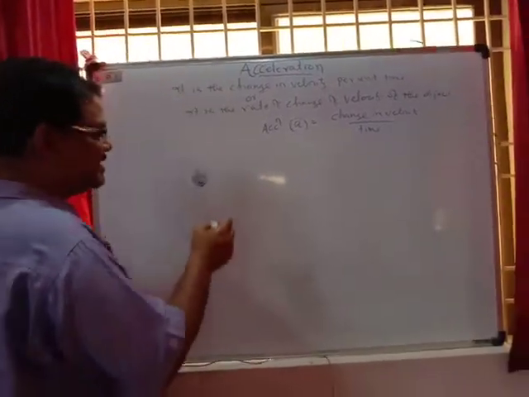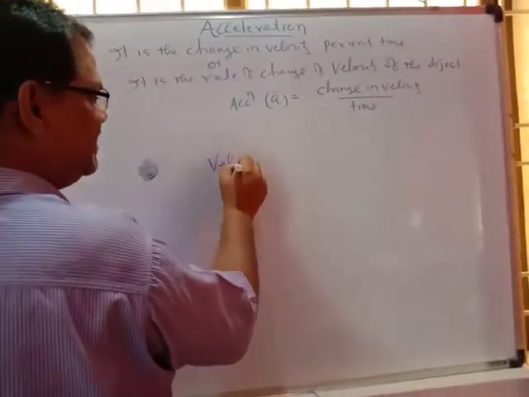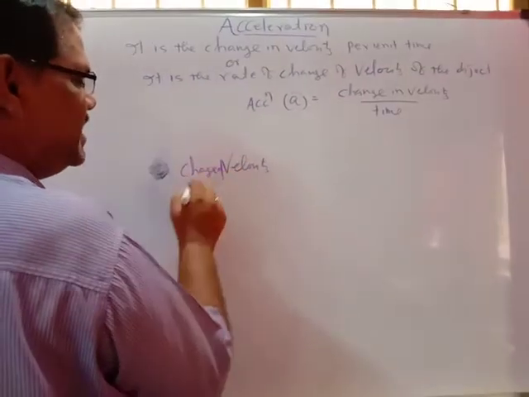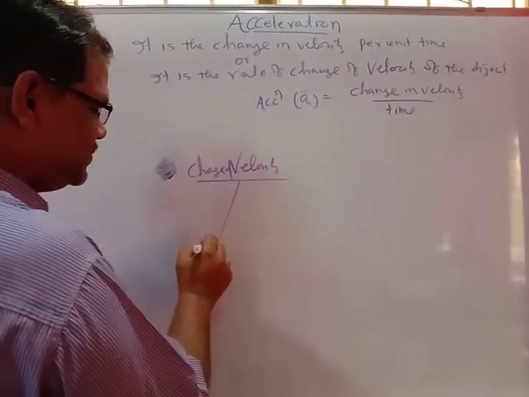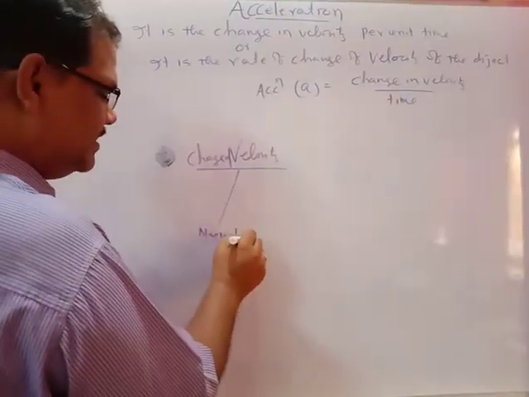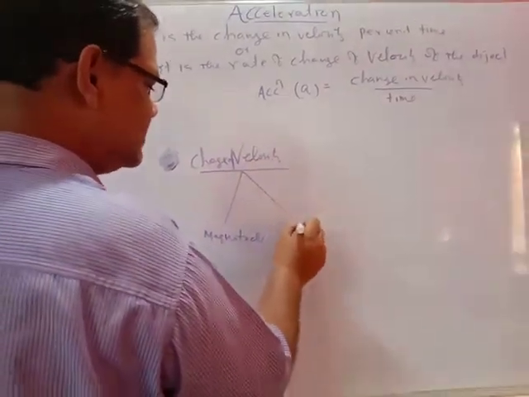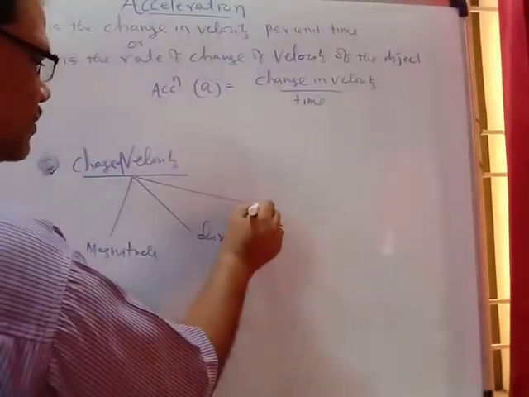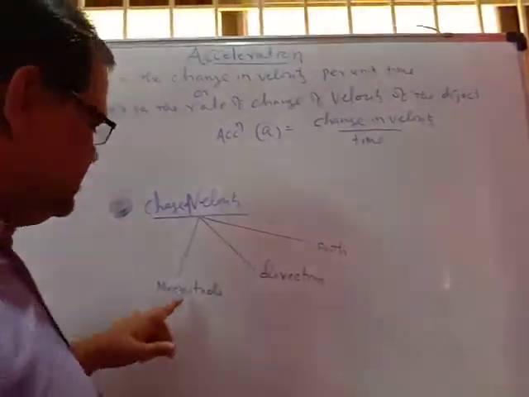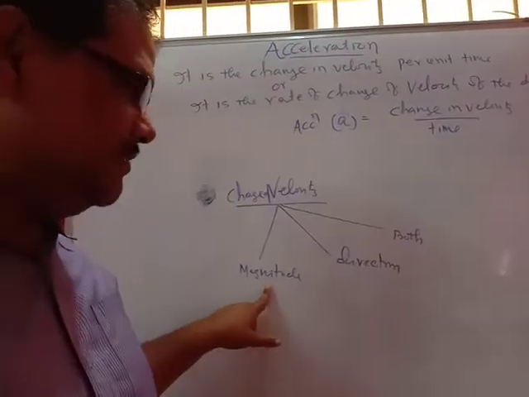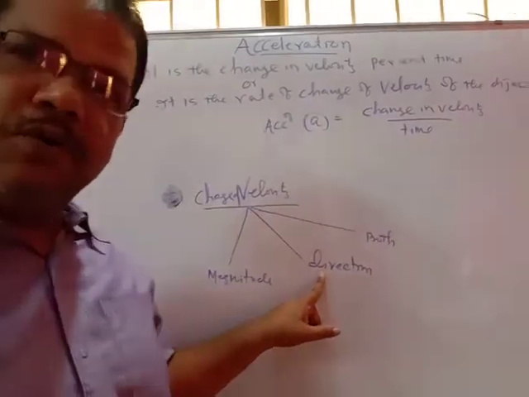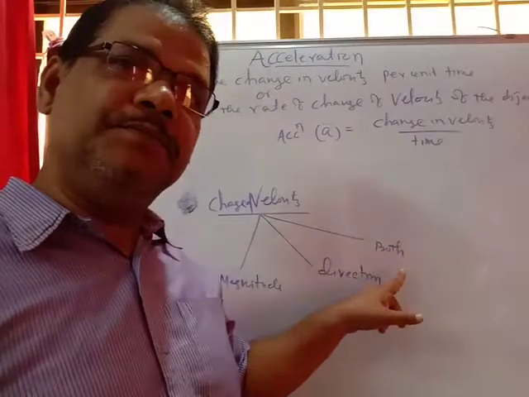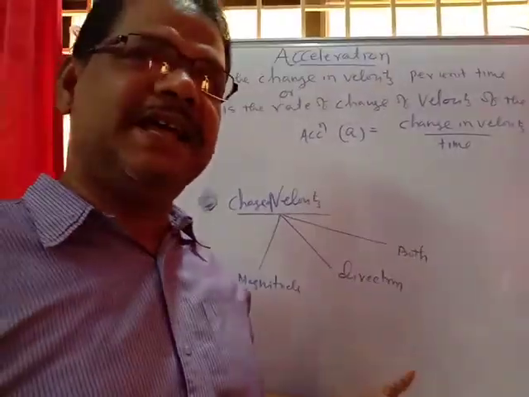How will the velocity be changed? Suppose velocity is changed, how is it possible? Changed velocity means either it will change the magnitude, or it will change the direction, or the third case is both. If the object is changing the magnitude, in that case we say the object is accelerating. If the object is changing only the direction, in that case we also say the object is accelerating. If the object is changing both the magnitude and direction, in that case also you say the object is accelerating.